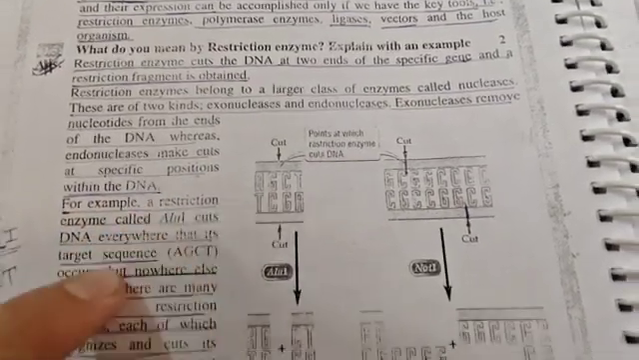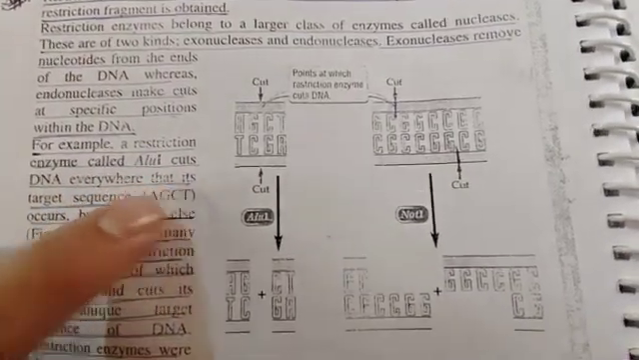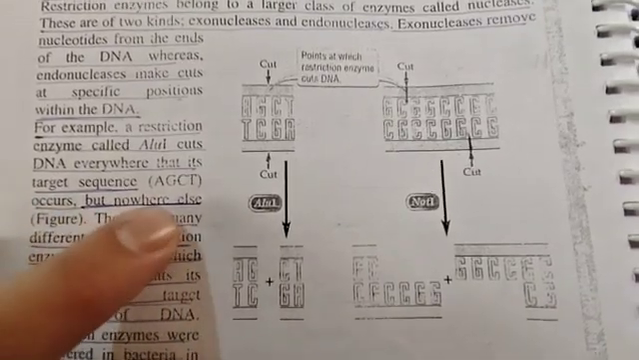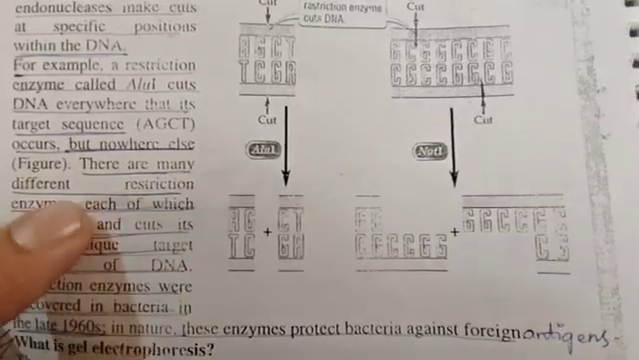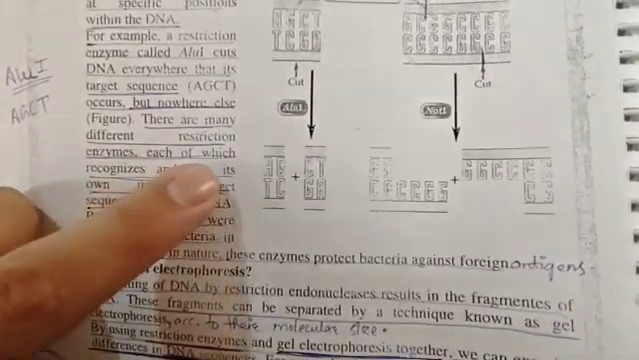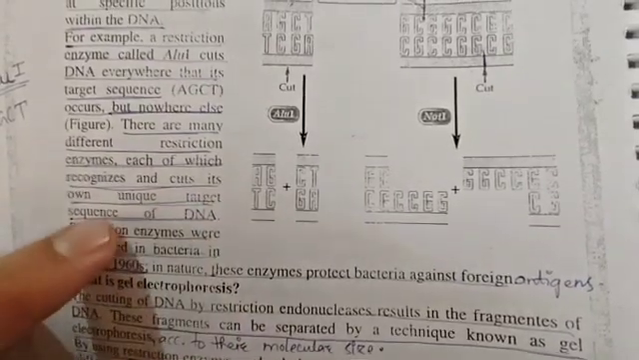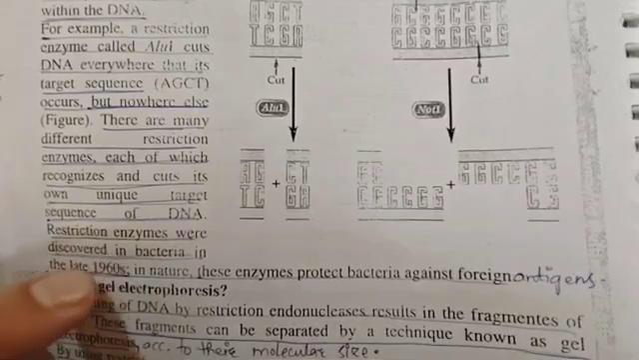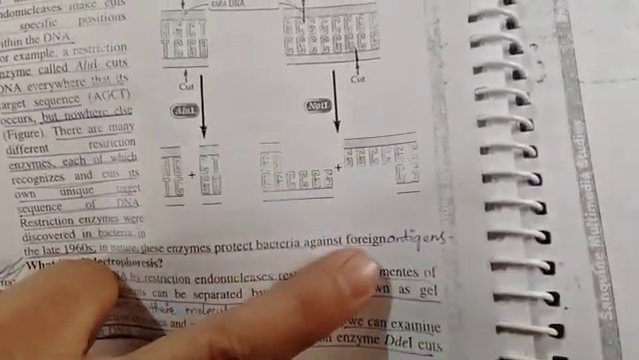For example, a restriction enzyme called AluI cuts DNA everywhere that its target sequence AGCT occurs, but nowhere else. There are many different restriction enzymes, each of which recognizes and cuts its own unique target sequence of DNA. Restriction enzymes were discovered in bacteria in the late 1960s. These enzymes protect bacteria against foreign DNA.